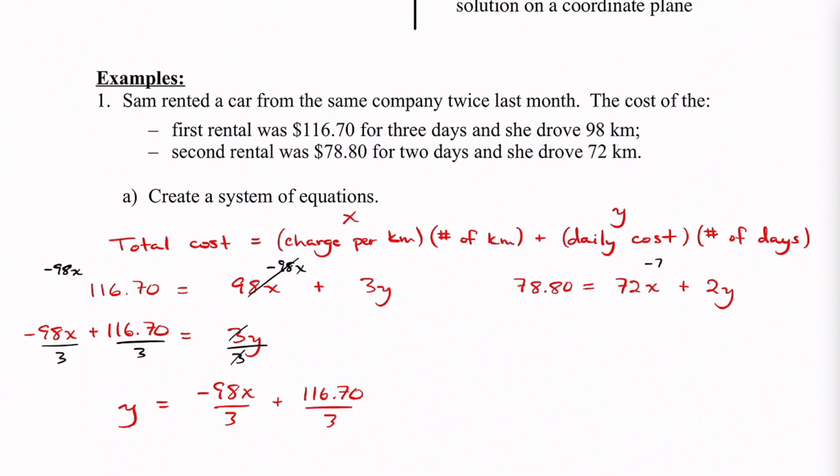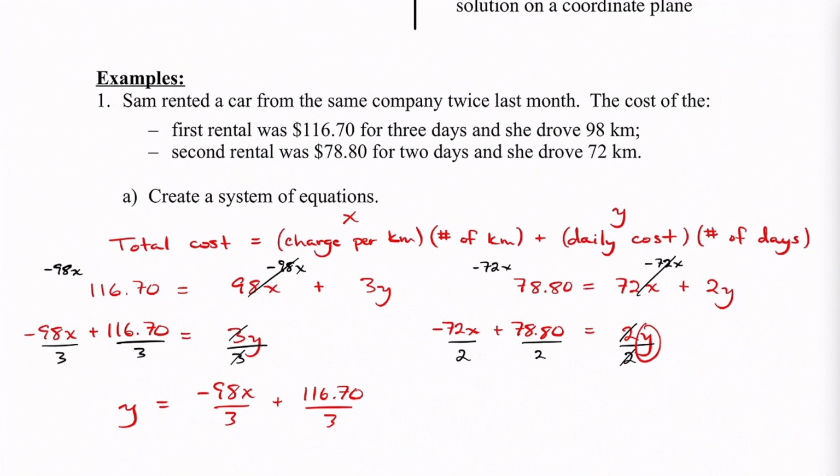So next we're going to do the same thing for this equation. So I'm going to first get rid of this 72x by subtracting 72x from both sides. They'll cancel on that side. So on the right we only have 2y, and then on the left we have negative 72x plus 7880. And then we got to get rid of this 2 in front of the y, so we'll divide everything by 2.